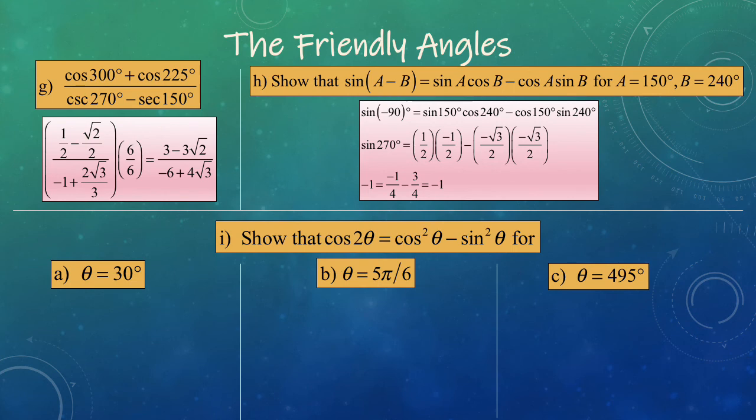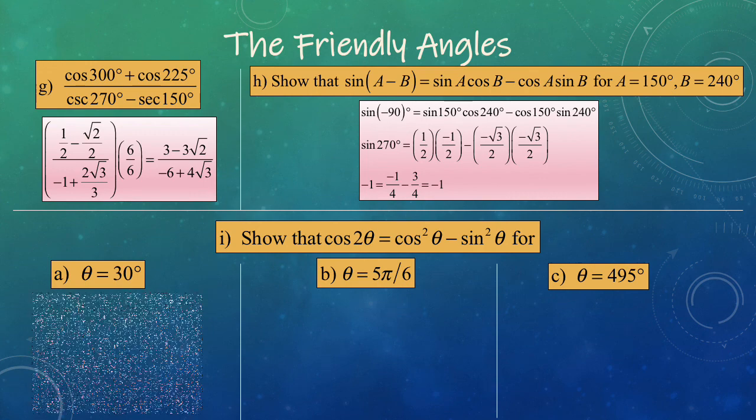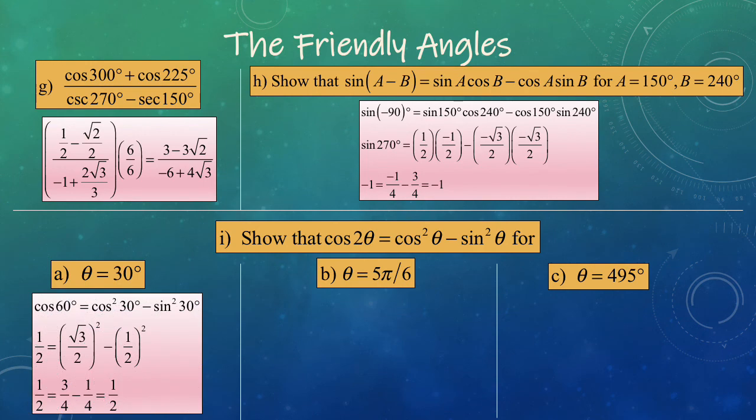For I, we need to show that cosine of 2 theta is cosine squared theta minus sine squared theta for 3 different values of theta. For A, we have to show when theta is equal to 30 degrees that cosine of 60 degrees is cosine squared of 30 degrees minus sine squared of 30 degrees. Cosine of 60 degrees is 1/2. Cosine of 30 degrees is square root of 3 over 2, and sine of 30 degrees is 1/2. Square root of 3 over 2 quantity squared minus 1/2 squared is 3/4 minus 1/4, and that is also equal to 1/2.